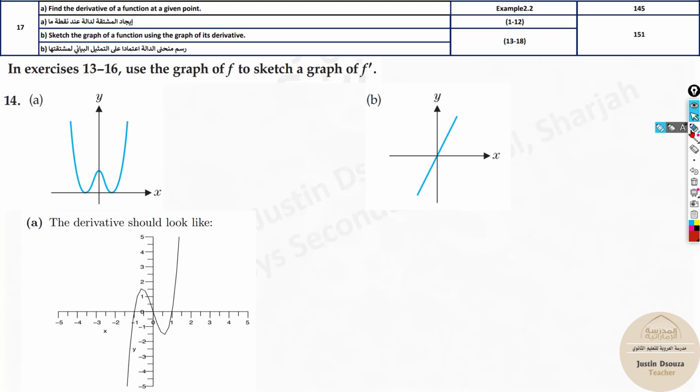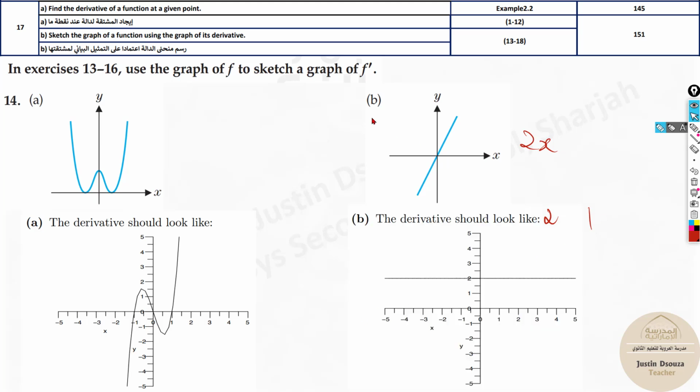Now imagine if you have, say, x, what is the answer? Or 2x, the answer will be 2, or a constant, okay, 1, like that. So the answer will be a constant. Here this graph is of 2x, so that's why it's a constant.